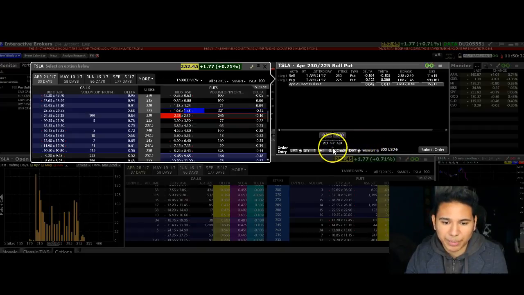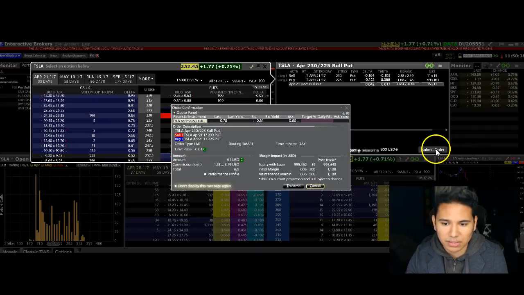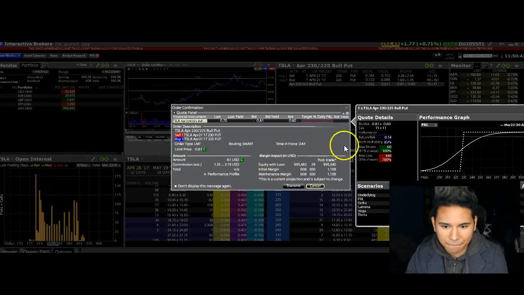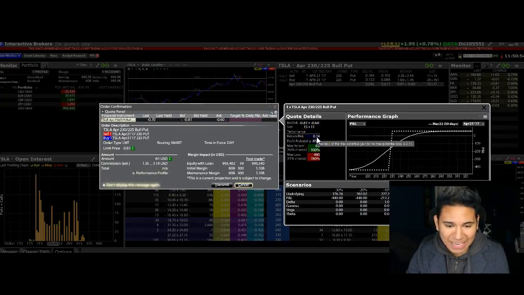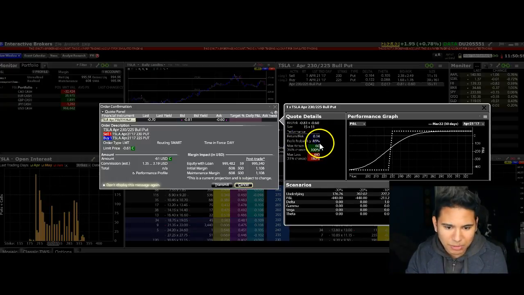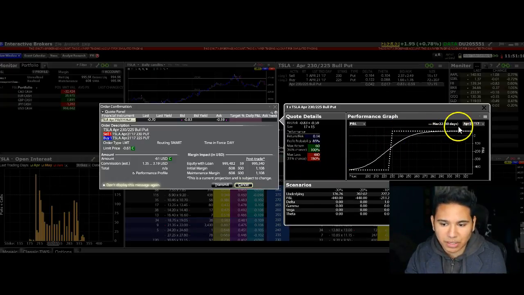It would be a credit, and we'd be receiving a credit of, it looks here, 61 cents. So let's see, performance. It is 85%. So here's the table. I might do a video on this as well if you guys really want me to. It says profit probability 85%. Max return is $60. The max loss is $440. So again, the risk to reward ratio is very low.